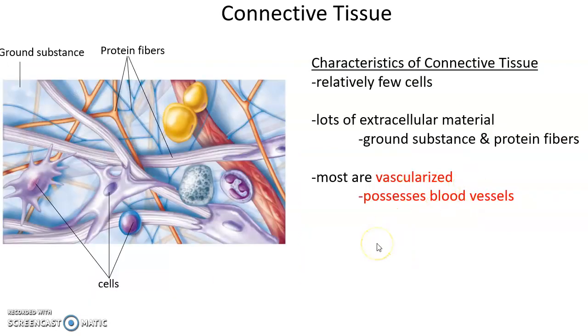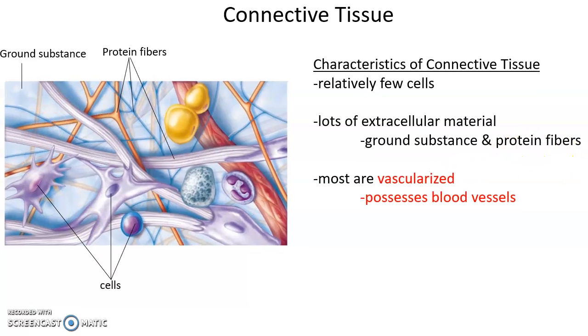So, characteristics common to tissues. Well, there are usually fewer cells, and these cells are kind of spread out. They're not all clumped together, which means, of course, that there's lots of extracellular material. So lots of material found between those spread out cells. This includes the ground substance, which is sort of the bulk background material, and protein fibers. Protein fibers are long, thin protein structures stretching throughout the connective tissue. Most connective tissues are vascularized, so most connective tissues possess blood vessels.